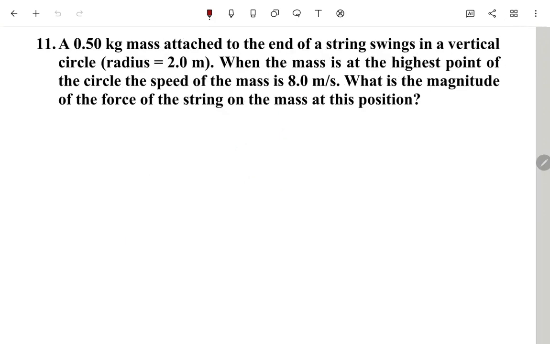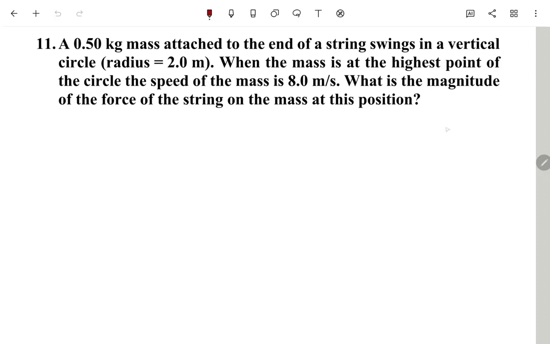A 0.5 kilogram mass attached to the end of a string swings in a vertical circle radius 2 meters. When the mass is at the highest point of the circle, the speed of the mass is 8 meters per second. What is the magnitude of the force of the string on the mass at this position?